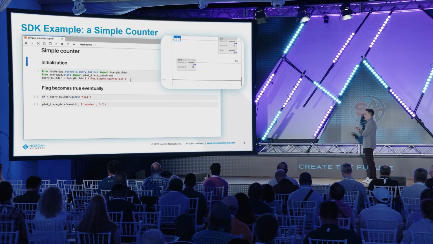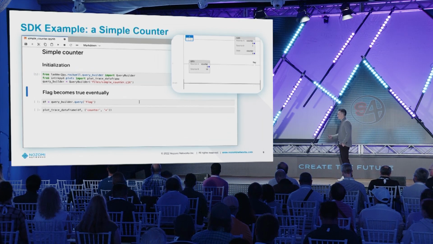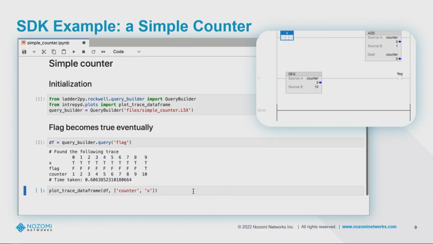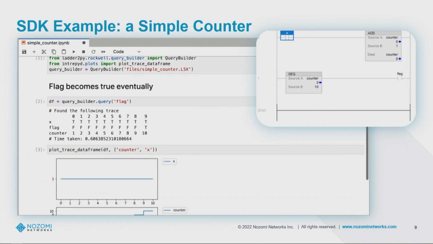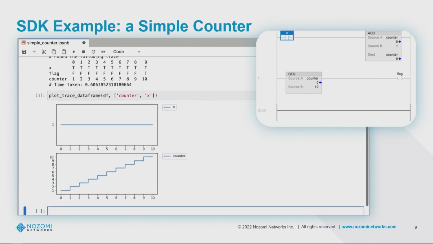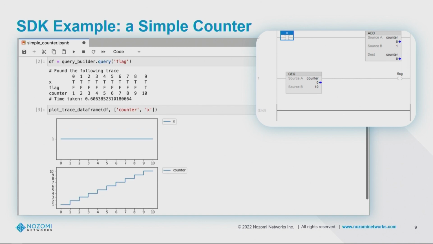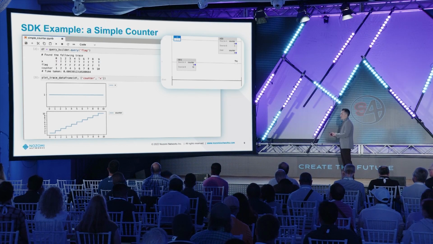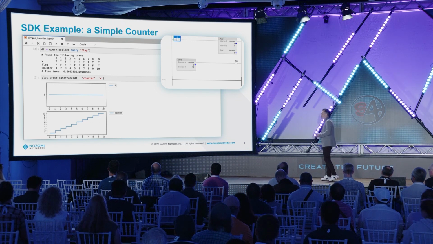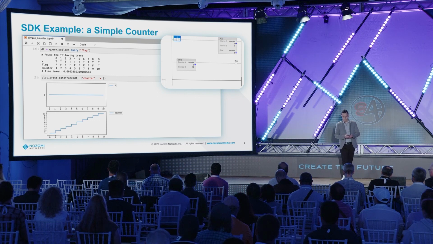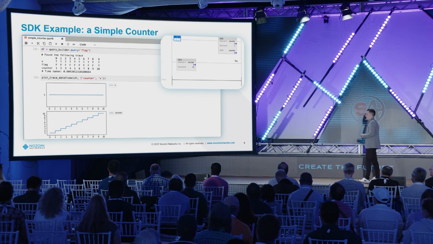So let me now run this program. I have recorded it, and this is what the tool is able to produce. It is able to synthesize a trace where it says essentially that you have to set the variable X to true every time, in such a way that the counter in 10 steps will reach the value 10, and therefore the flag can get to the value true as well. Okay, so this is a very simple example.